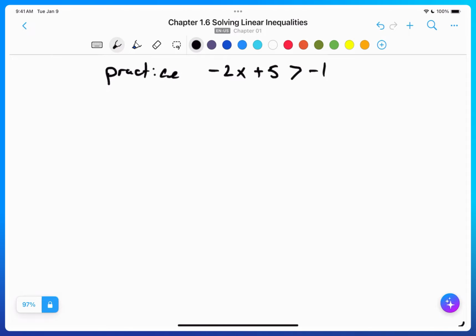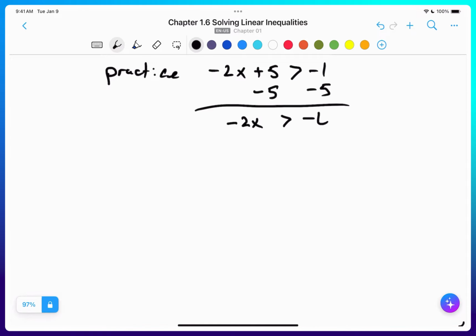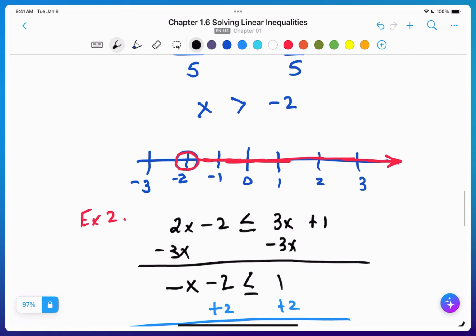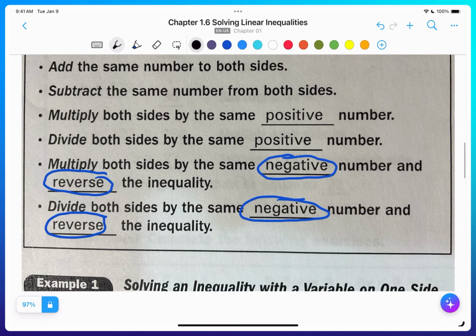Okay, now we're going to start again. I'm going to subtract 5, and that's going to give me -2x. 5 is gone, greater than -6. Now, what's going to happen here? I'm going to have to divide by -2. And don't forget, when you divide by a negative, you reverse the inequality.